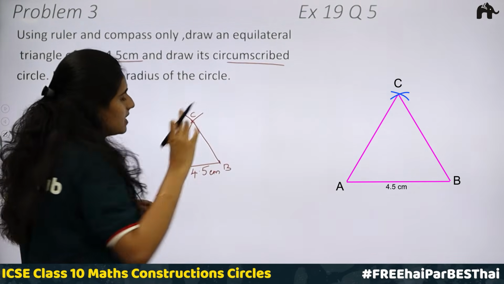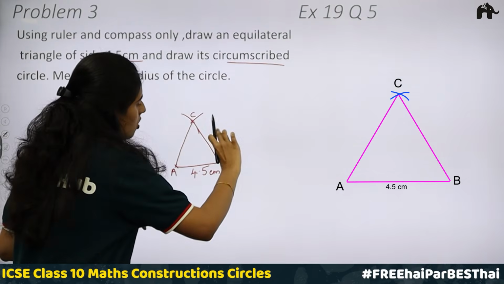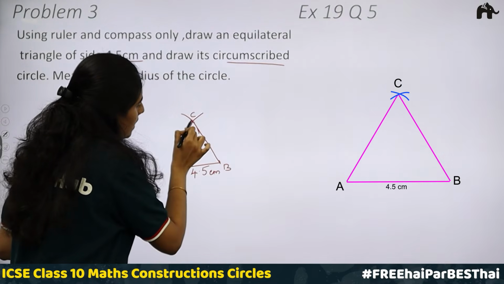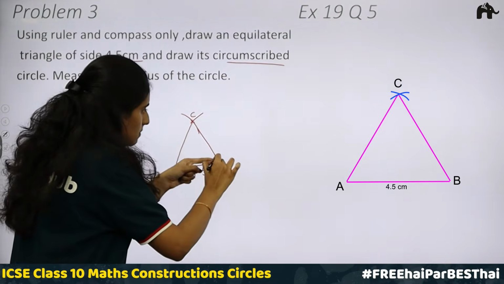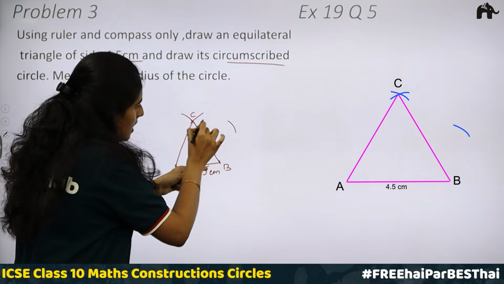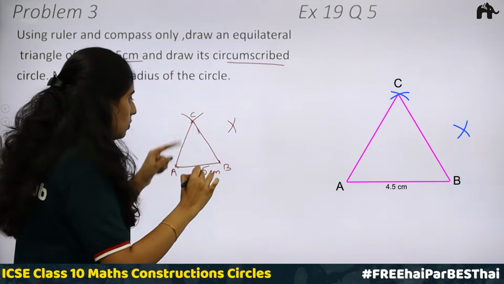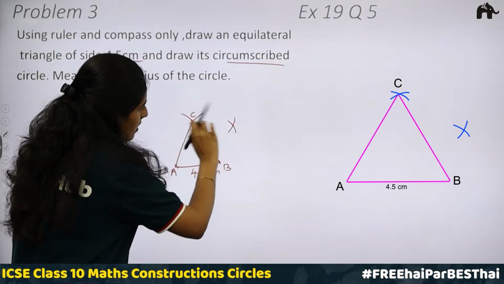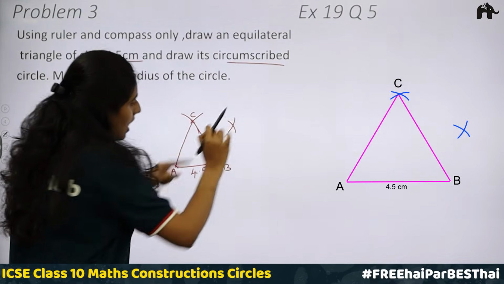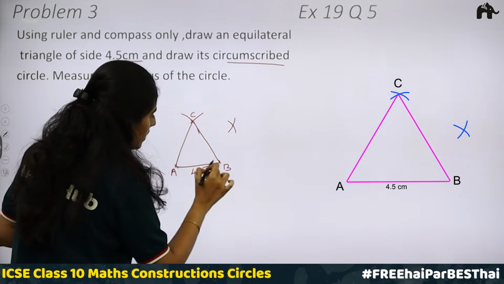So measure some distance and draw arcs from point B and point C. Keeping the compass at B, this is my arc, and keeping it at C, this is my arc. Similarly, we need the perpendicular bisector. As we draw it up, we also have to draw it down.